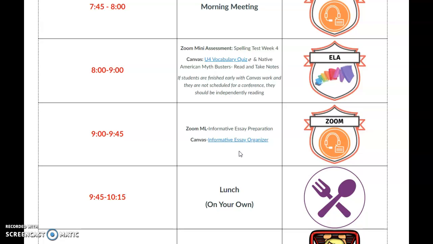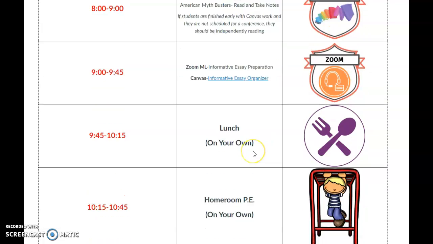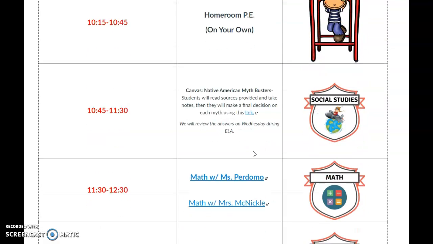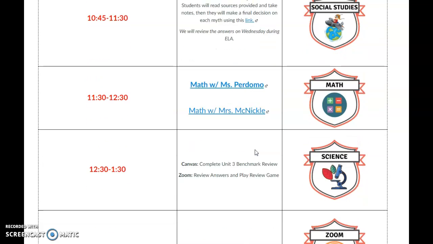And then tomorrow we'll also start working on the rough draft of how do I take it from a graphic organizer into Google Docs to start typing. We had lunch on our own, we had recess on our own, and of course during resource time is when we were working a little further on Native Americans. We had math at our regular time.